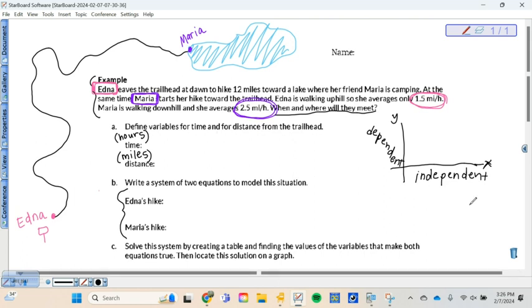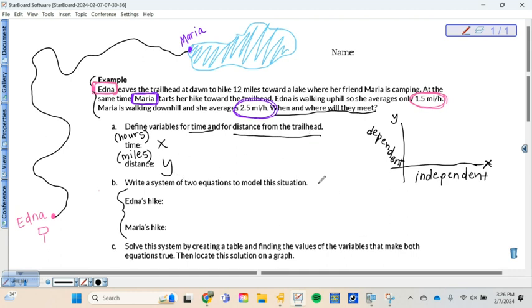And the way that I always think about it is time is independent of anything else. No matter what we try and do, time just keeps going, right? So the amount of distance that she walks depends on how long she's been walking, not the other way around. The amount of time she's been walking doesn't depend on how far she goes. You know what I mean? So that's how I know that time is going to be my independent variable and distance is my dependent variable. The amount of miles she walks depends on how long she's been walking for. Okay? So I've got X and I've got Y. And again, X is the amount of time she's been walking in hours. And then distance from the trailhead is my Y.